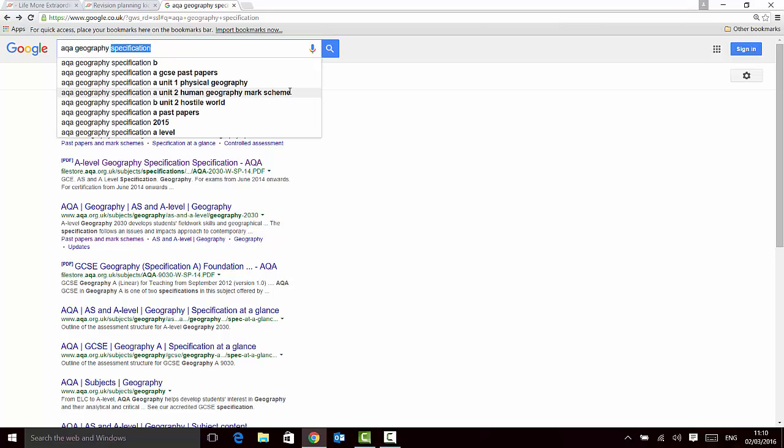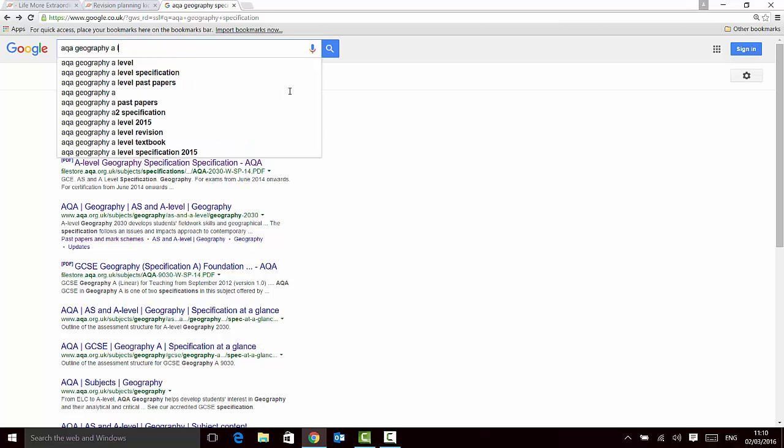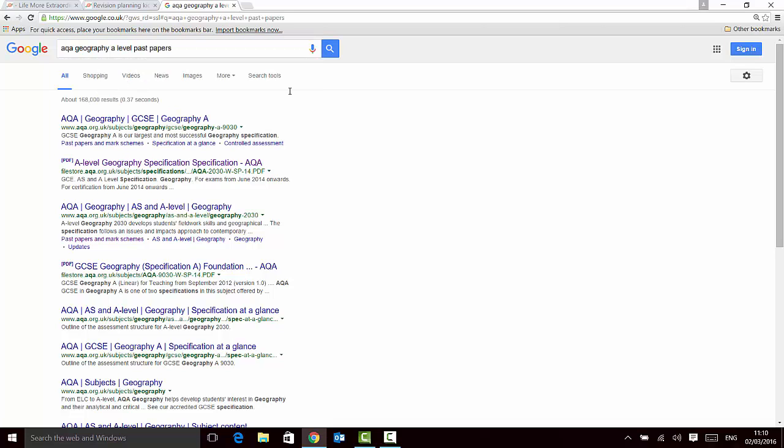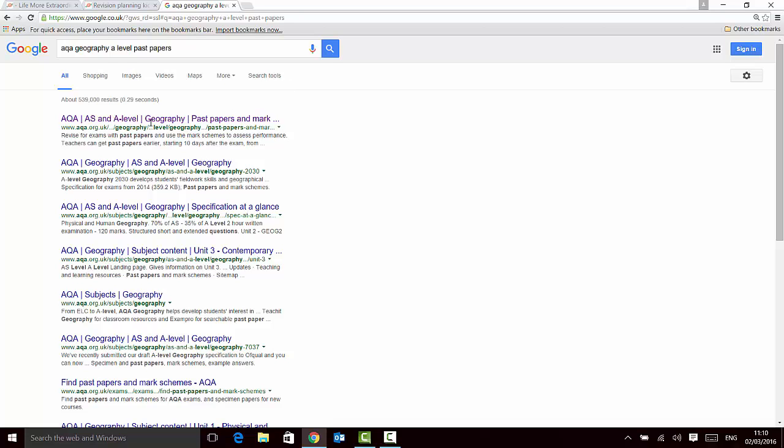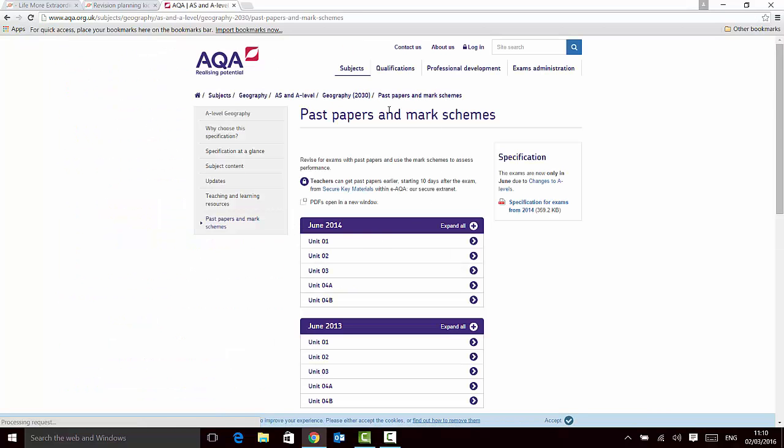And let it do its stuff and click on that link, and we get links. You can see here we've got the dates and then the different units that were examined in that date. And you have to know which unit you're looking for, so you'll probably find that out from your teachers. I know Unit 3 is a good one. In here we've got the question paper, the mark scheme, and the examiner's report.